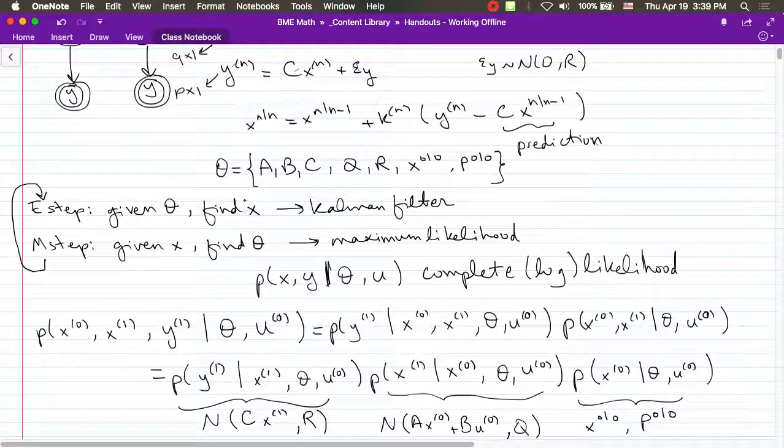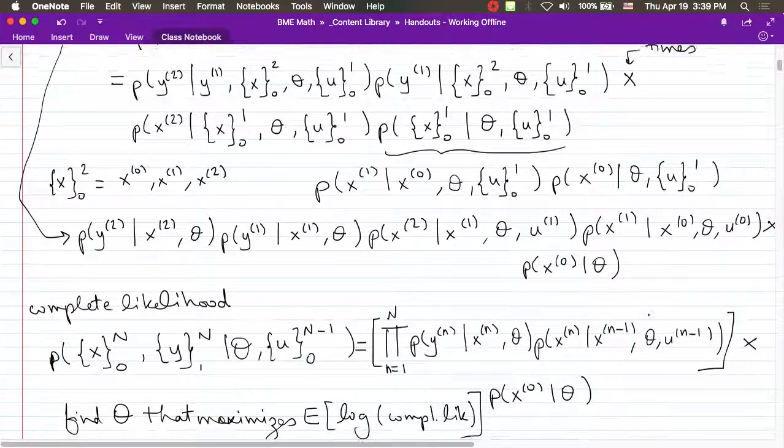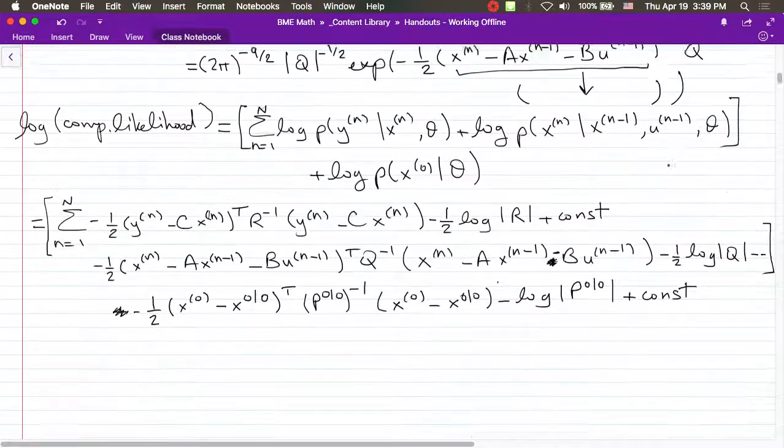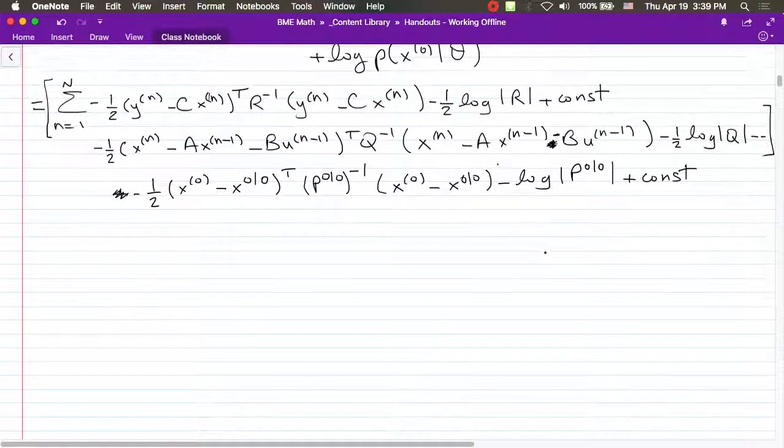Given that guess, you can find, using the Kalman filter, the values x. Now that you have x, go and find theta. What we mean by that is find a theta that maximizes what we call the complete log likelihood: the likelihood of the things that you know, x and y, given the parameters and the input u that you gave. If we could do that, then we will have completed the M step. And by completing the M step, we now have a new set of thetas, and then we go back and re-estimate x's.